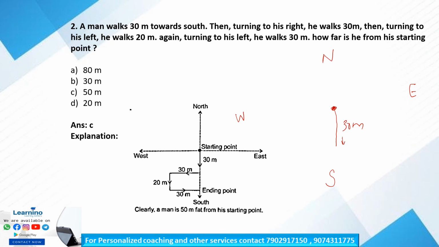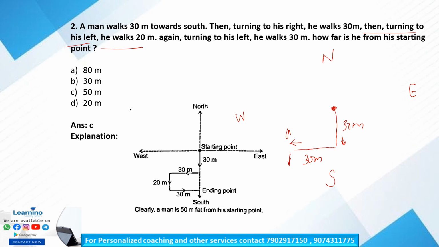Then turning to his right, he walked 30 meter. A man facing south, his right is this direction. So turning to his right, he walks 30 meter again. Clear? Then turning to his left, he walks 20 meters. So now the man is facing west. His right direction is this and left direction is this.